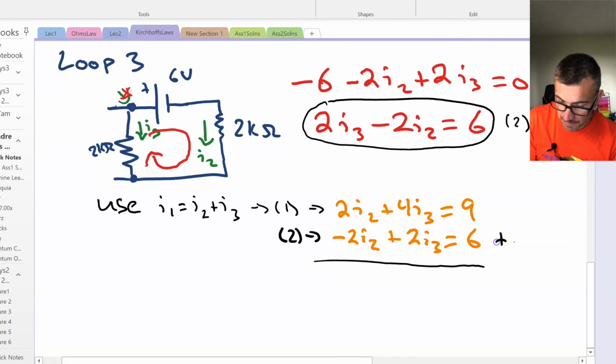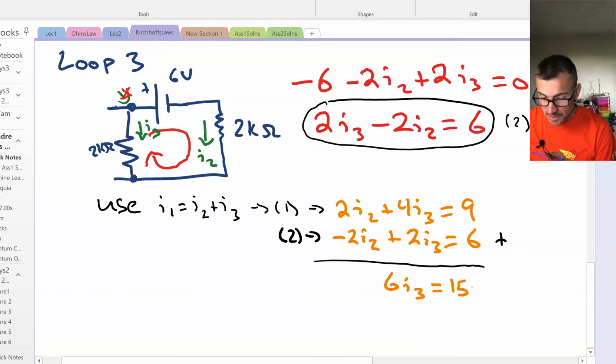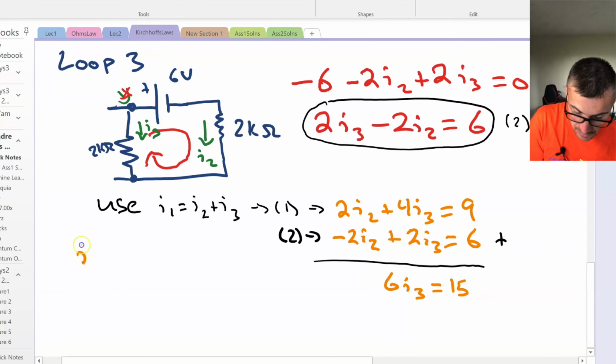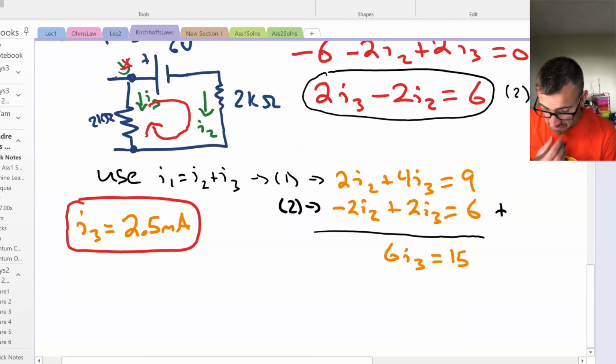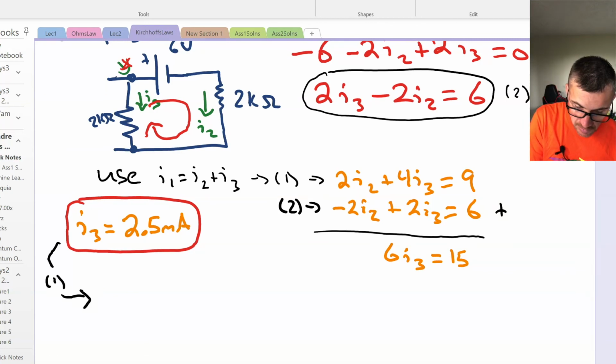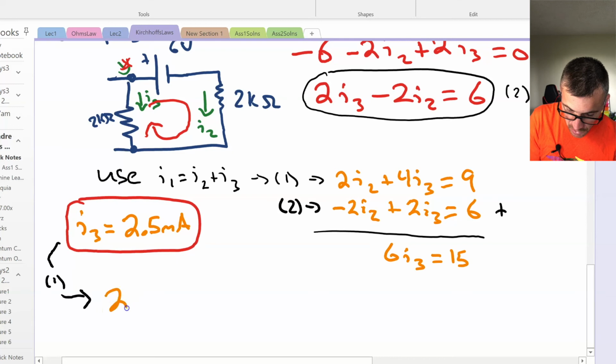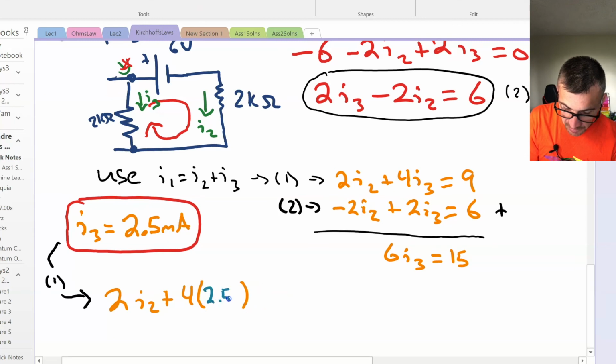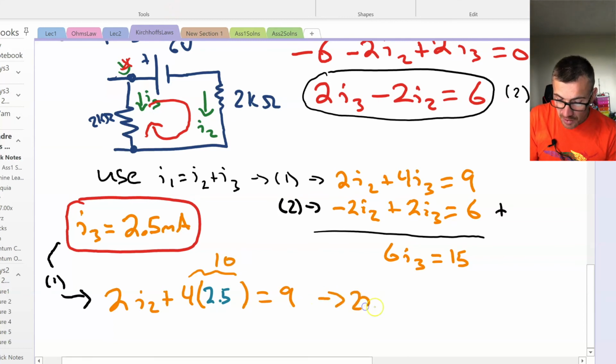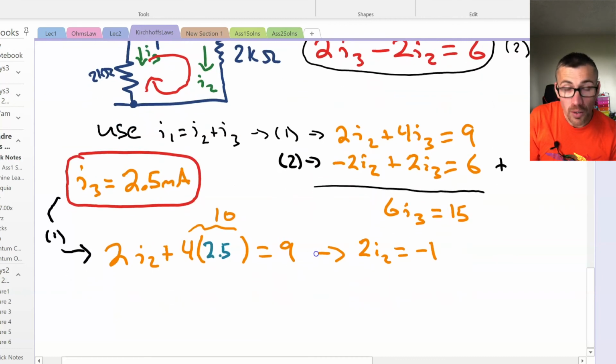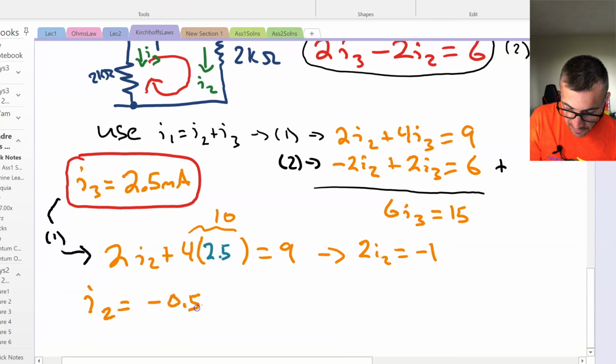We can just add them up, and we get 0 here, and we get 6I3 is equal to 15 units of volts, and therefore I3 is equal to 15 over 6. 15 over 6 is 2.5. Let's plug that back into equation 1, and that will tell us that 2I2 plus 4 times 2.5 milliamps is equal to 9. This whole thing is equal to 10. So that 2I2 is equal to negative 1, or I2 is equal to negative 0.5 milliamps.